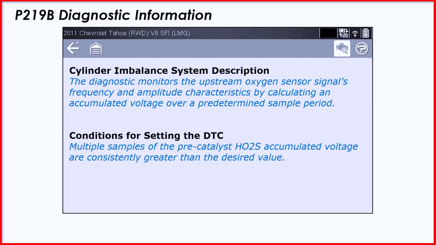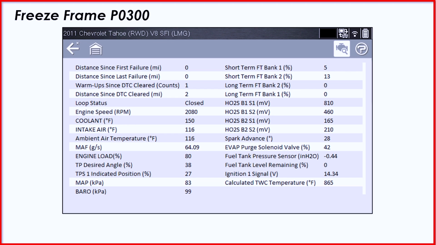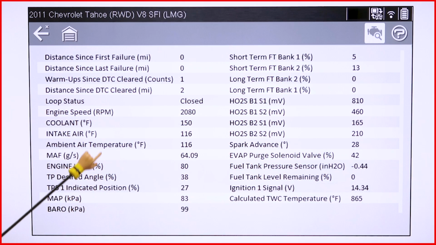Now that doesn't necessarily mean that we've got a faulty O2, right? It's just doing what it's told. So we don't want to condemn the messenger here just yet. But if we take a look at some of the information that's been stored in freeze frame here, this happened very recently. This was in closed loop, engine at 2,000 RPM, 150 degrees, so it was not cold, it was relatively warmed up here. 80% load, so we're accelerating here, even though it's 38% throttle, but still it's under load, we're accelerating.